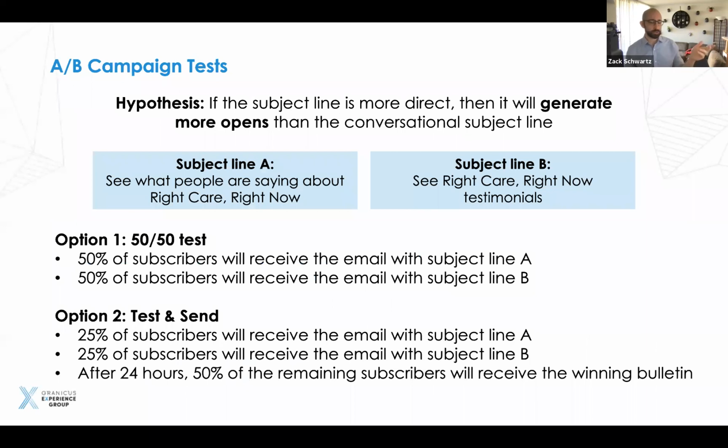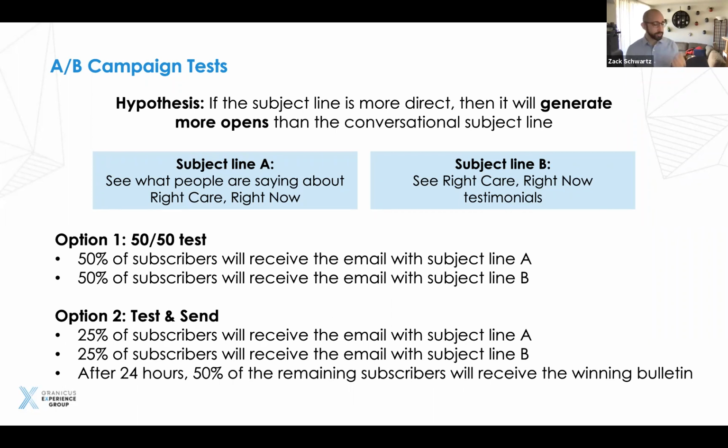So in this A/B test that we ran a few weeks ago, you want to be certain about what you're testing, so we always recommend that you write down your hypothesis. In this case, we hypothesized that a shorter, more direct subject line would lead to more opens than something that is a little bit longer and maybe a little bit more conversational, more familiar. So our subject line A is the longer one. We said, see what people are saying about Right Care Right Now. That's the Right Care Right Now clinics. And then subject line B, very short, very direct. See testimonials, see Right Care Right Now testimonials. We hypothesized that subject line B would generate more opens than subject line A.